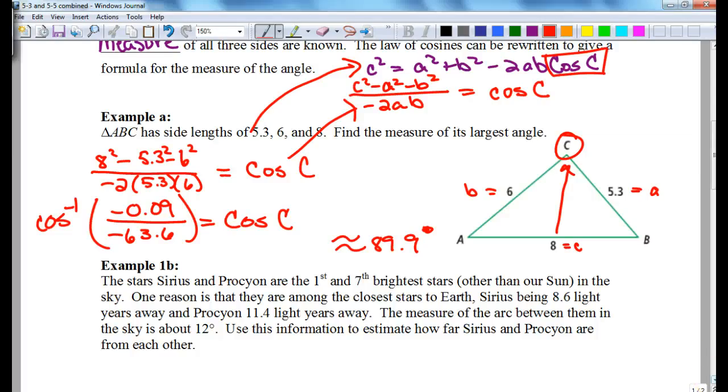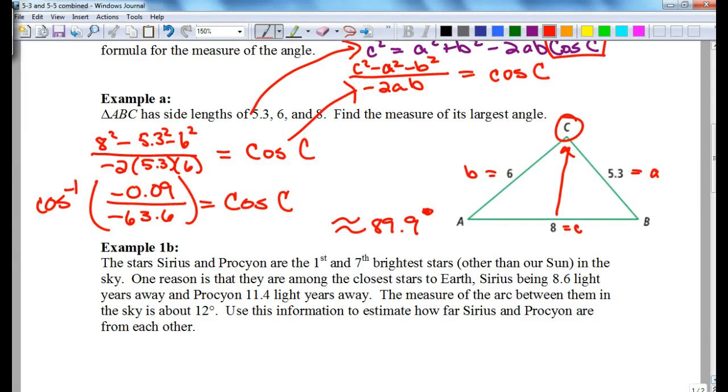All right. Let's go to the next problem. There's a story problem here. We have the stars Sirius and Procyon, which are the first and seventh brightest stars other than our sun in the sky. One reason is that they are among the closest stars to Earth. Sirius is 8.6 light years away, and Procyon is 11.4 light years away. The measure of the arc between them in the sky is 12 degrees. Use this information to estimate how far away they are from each other.